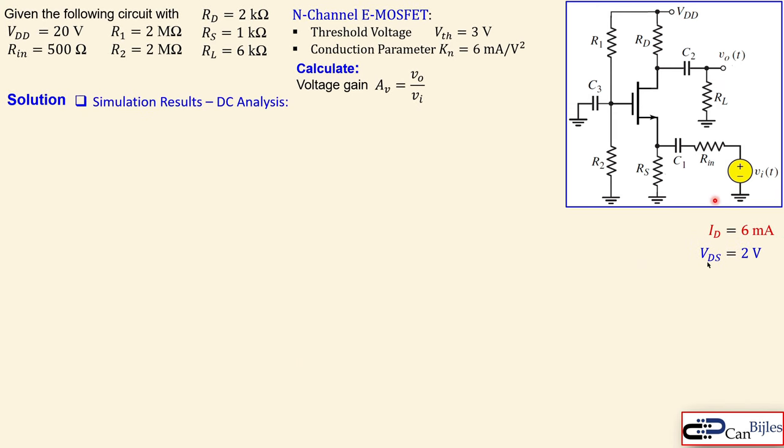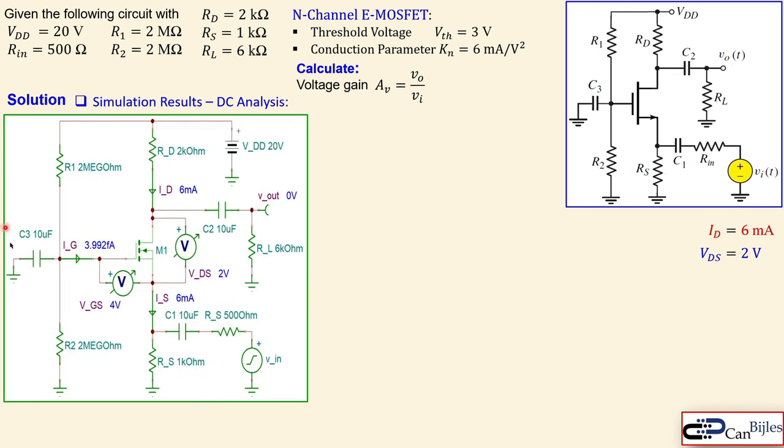So take these together. These are the two DC quantities, and we look at the simulation result. This is the simulated circuit. You can see the ID is 6 milliamps, that's shown here. Also the source here is also ID, 6 milliamps, because the gate current is very small, almost 4 femtoamps. Femto is 10 to the power minus 15, so it's almost nothing. We also see the VGS, which is 4 volts, also what we have calculated, and we also see the VDS, this one is 2 volts. So everything is now verified here.